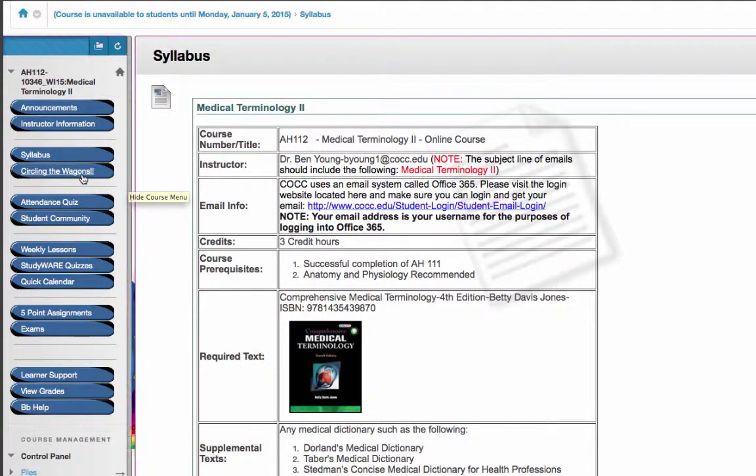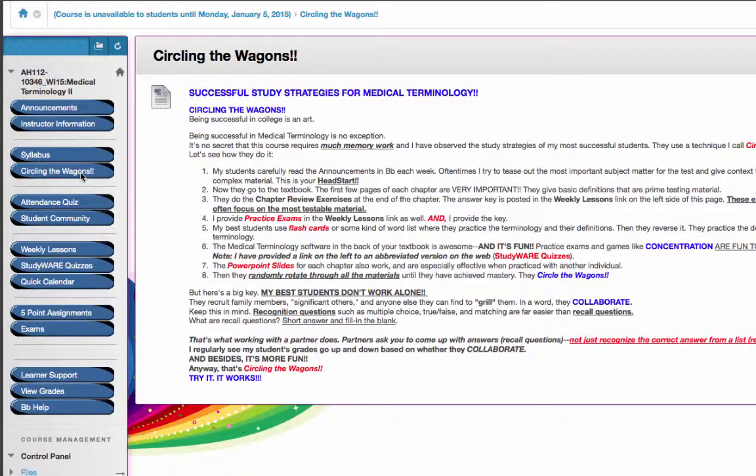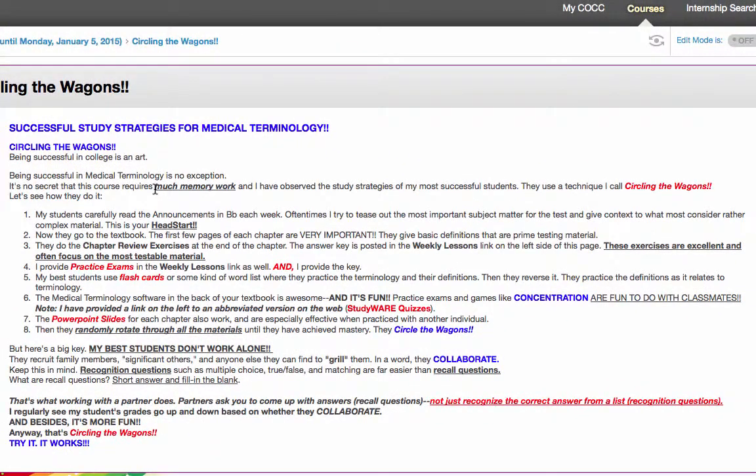Okay, my top students use a strategy for doing well in this course called circling the wagons. So, it's no secret that this course requires much memory work. And these are the strategies that I've seen many of my successful students use. Well, they always read the announcements in Blackboard each week because I try to give you some insight into what will be on the exam.